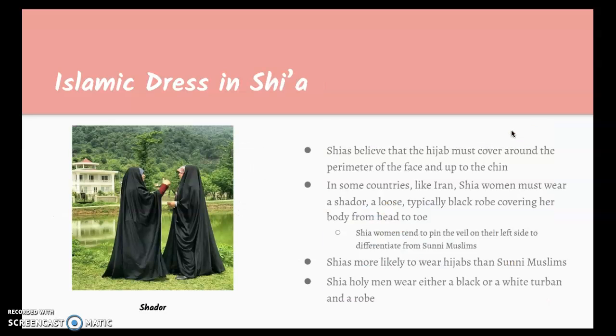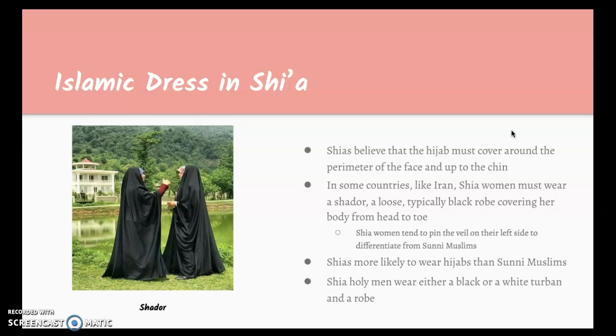So for Islamic dress in Shia Muslims, Shias believe that the hijab must cover around the perimeter of the face and up to the chin. And in some countries like Iran, Shia women must wear a chador, which is a loose, typically black robe covering her body from head to toe. And you can see this on the left side of the slide where there are the two women wearing the chadors. And Shia women tend to pin the veil on the left side to differentiate themselves from Sunni Muslims.